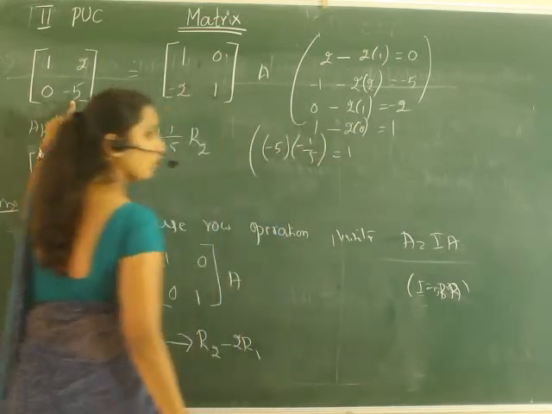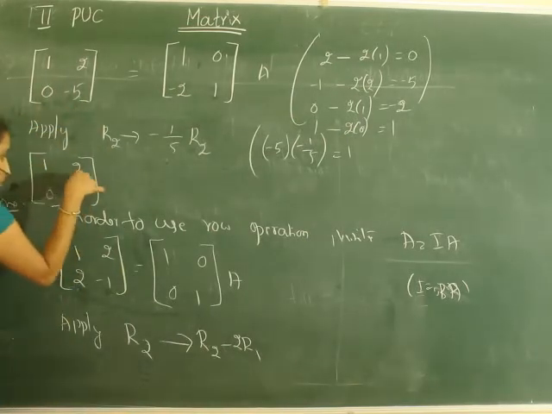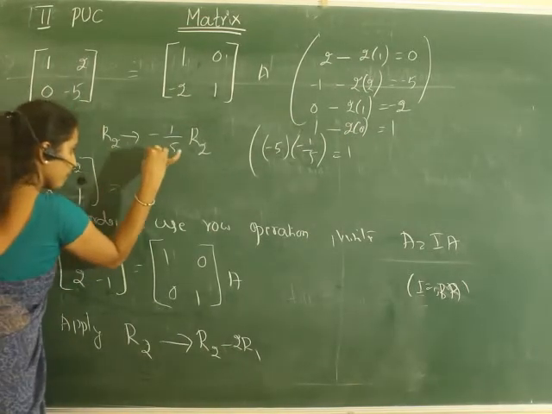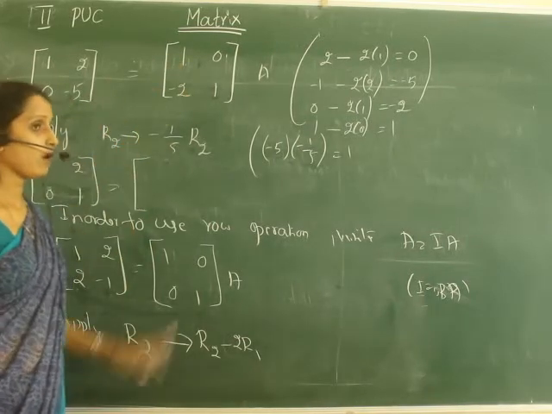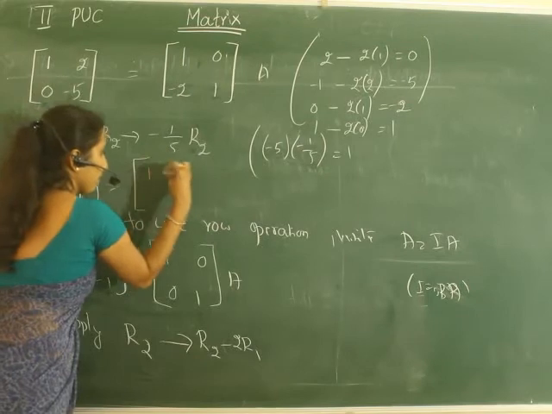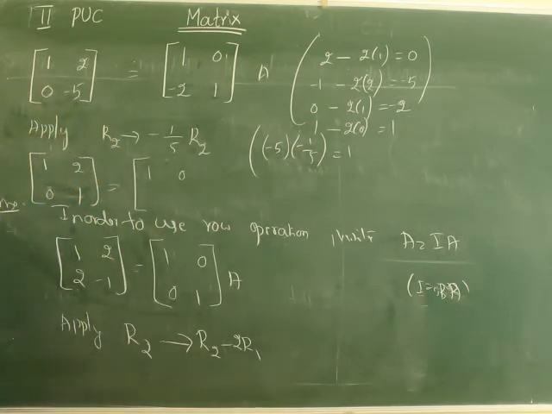We get 1. Next, here also the first row is as it is. 1 0, that will be as it is.